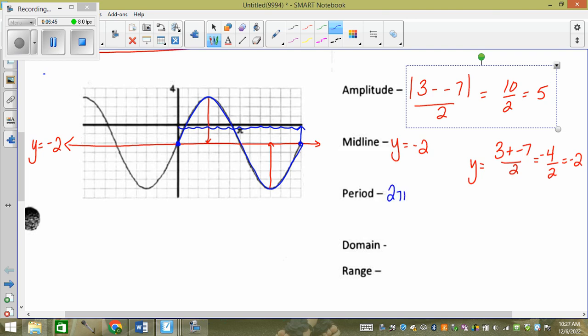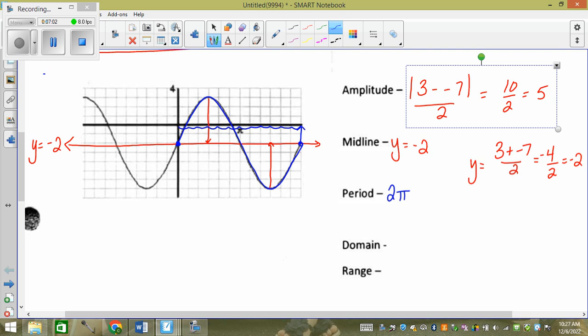Now is that my b value of my equation? No, that would be the period, right? So 2 pi doesn't actually go anywhere in my equation. I'm going to use it, but it goes nowhere in my equation.